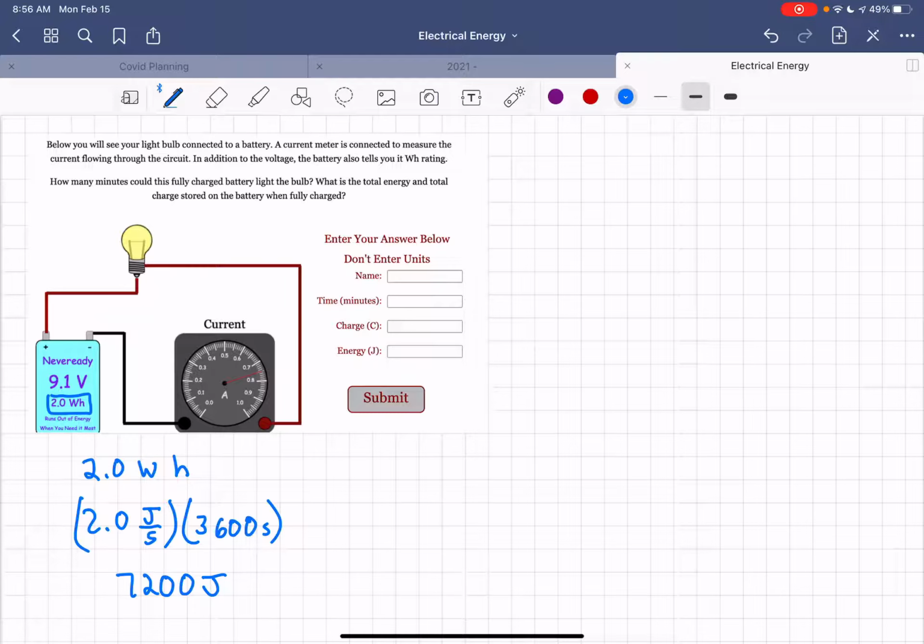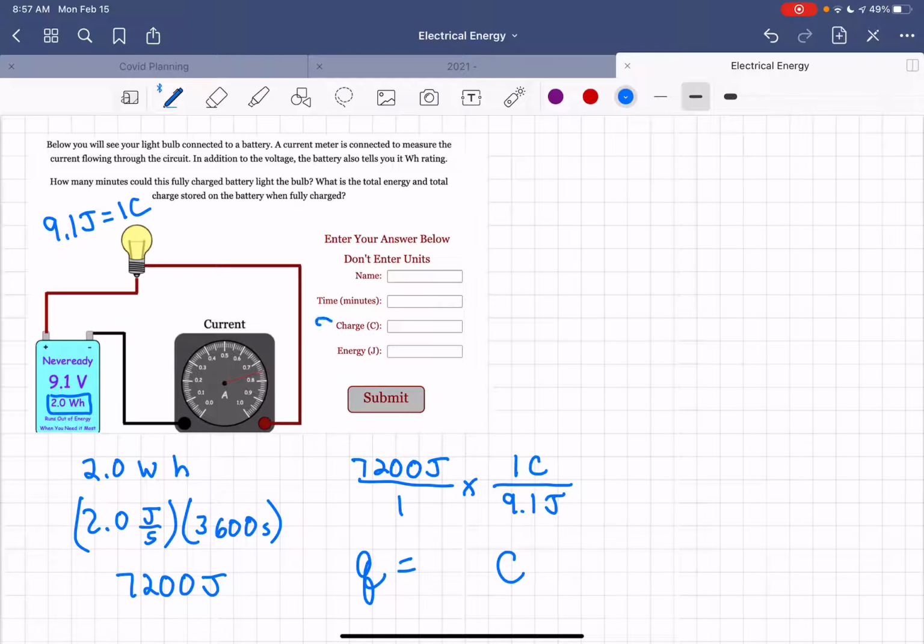To find out how much charge is on your battery, you start with the joules, and then you remember that the voltage of the battery tells you how many joules there are for each coulomb. So you put the 9.1 joules on the bottom and 1 coulomb up top. Once you divide, you'll get the amount of charge in coulombs on your battery. That is going to go in as your second answer. The energy went in as your first answer.